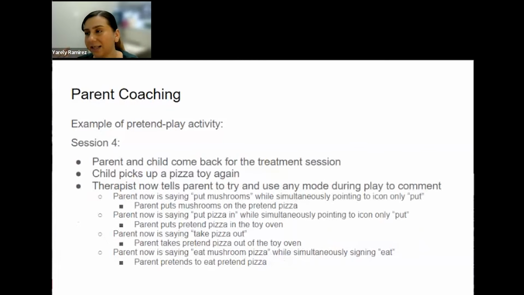And yet again, that child really wants to play with that pizza toy. So now you tell the parent to try and use any of the strategies you show them. You can either say it, you can sign it, you can use a gesture, you can use the icon. So now the parent is using the word put mushroom. So we're pointing to the icon put, and then we're getting the mushrooms. Now we're saying put pizza in, and we haven't introduced the icon in or the sign for in, but the parent is still using spoken language to model it. Put pizza in, and we put the little pizza in the oven.